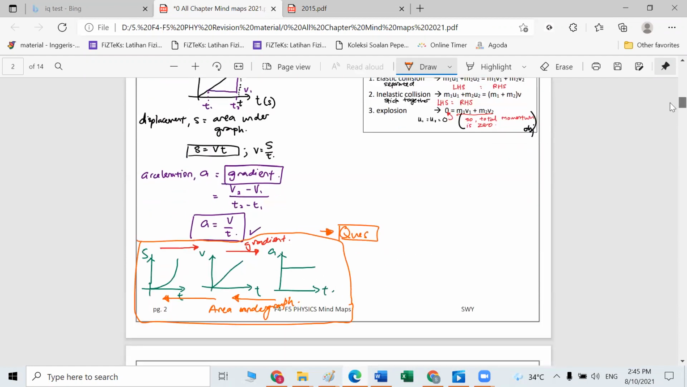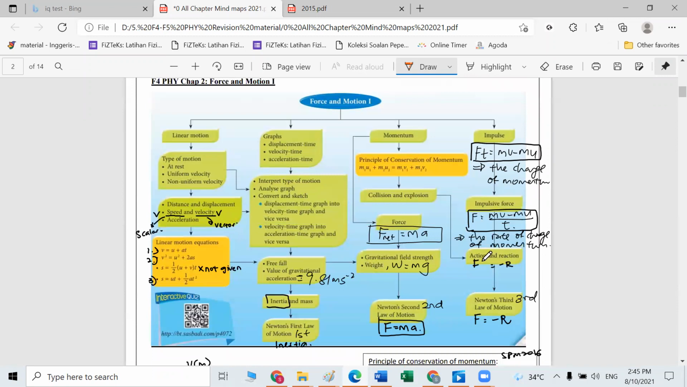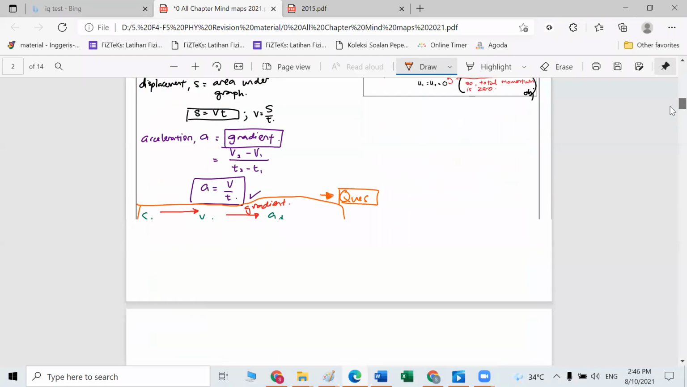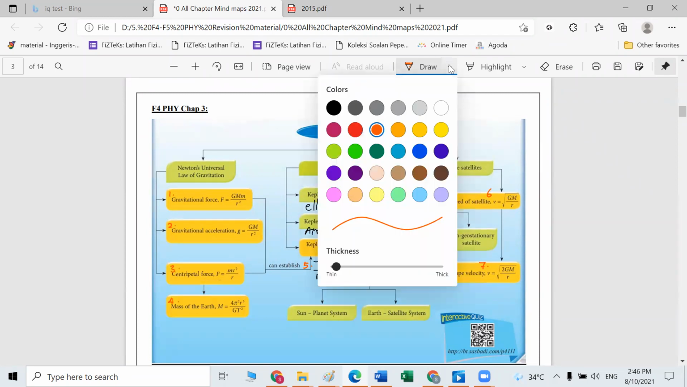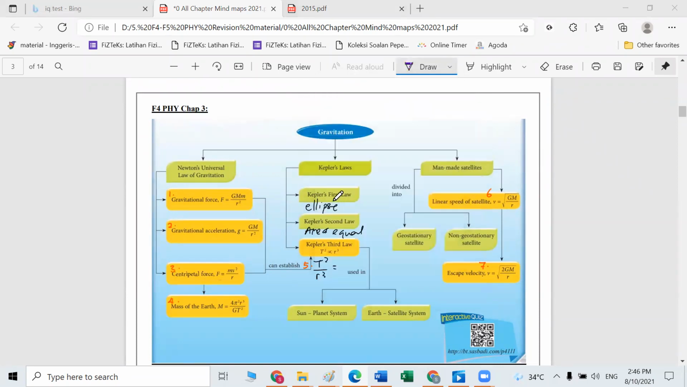All right, so next. This one piece of cake lah. Okay. Then next, gravitation. We got 1, 2, 3, 4, 5, 6, 7 formula. I think will be given in the exam.